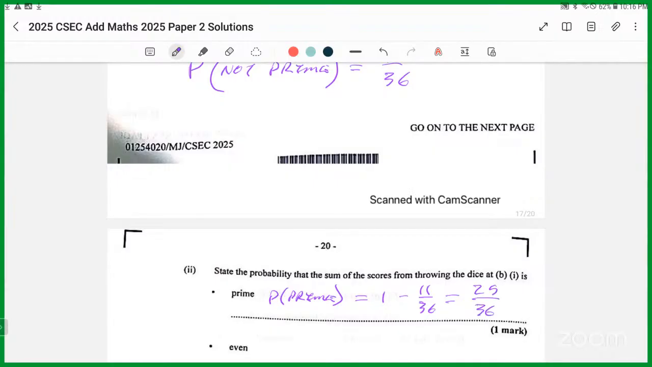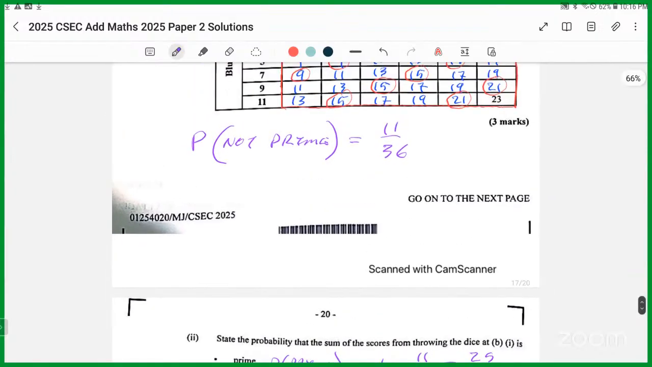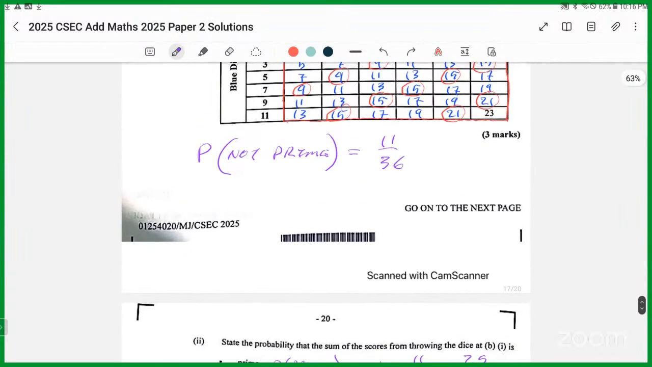What we could do now, since the number that is not prime is 11, the number that is prime is 25. So we can do it that way as well. So that's the same thing. Therefore, the number not prime equals 11.